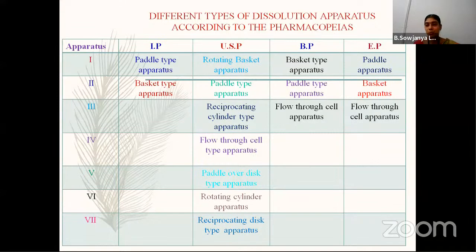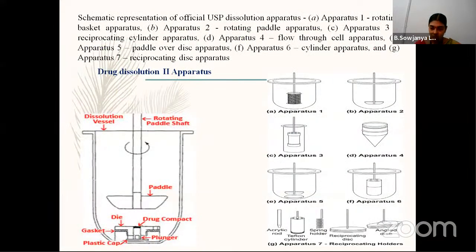In British Pharmacopoeia, only 3 types of apparatus are available. One is basket, another one is paddle, and the next one is the flow through cell. In European Pharmacopoeia, simply here also 3. Apparatus 1 is paddle, apparatus 2 is basket type, and the third one is flow through cell apparatus. So these are the various types of dissolution apparatus.